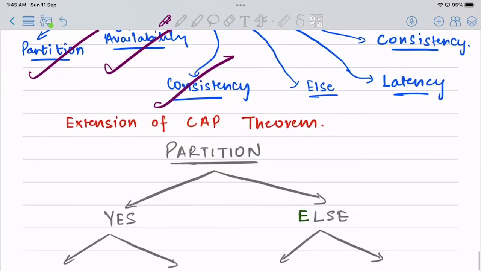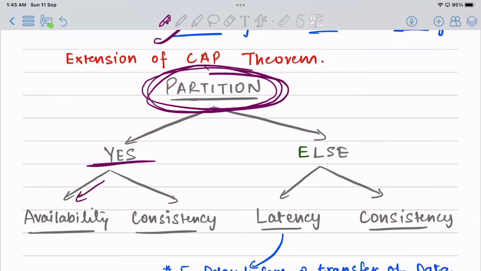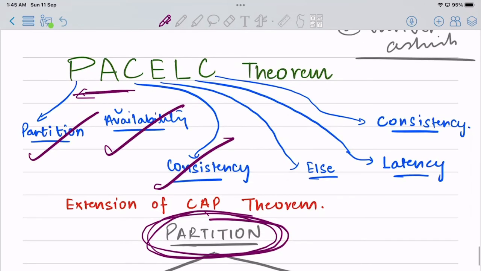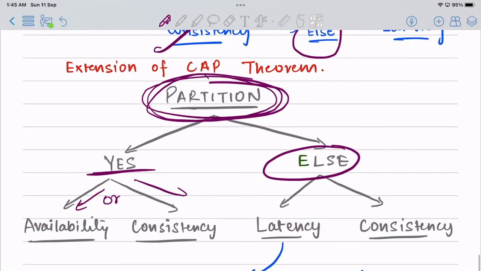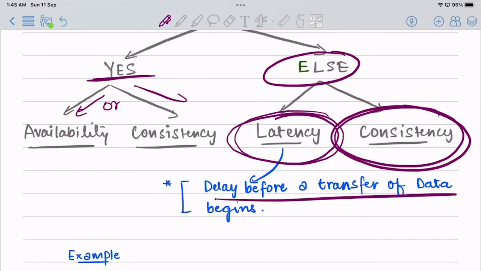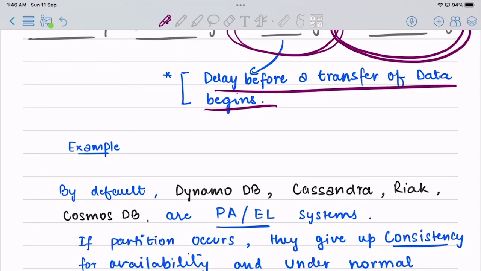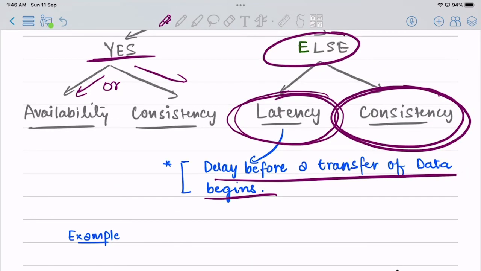So if there is a partition, this extension of the CAP theorem says, then you have to choose between availability or consistency. Else, this E stands for else. If there is no partition, then you have to choose between latency and consistency. Latency is nothing but a delay before the transfer of data begins, okay. That's what the theorem says. It's an extension that if there is no partition, you have to still choose between latency and consistency.